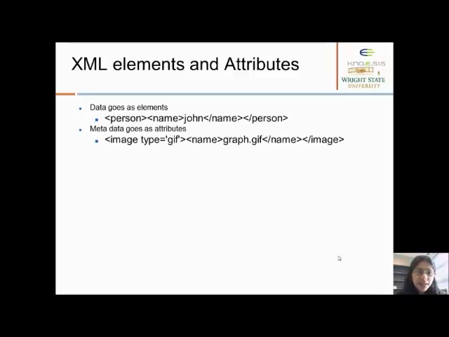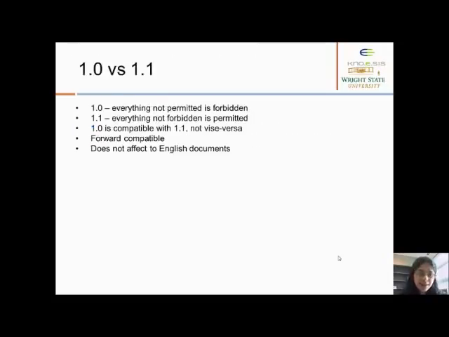Now the data will go inside as elements. So for example, here the first element is person, inside which we then define the name, and here the value, the data, is John. So that John is the data inside these tags. Then the metadata, or the attribute information, is defined again as shown, and we've looked at some examples, and we'll also look at some more examples in the hands-on assignment.